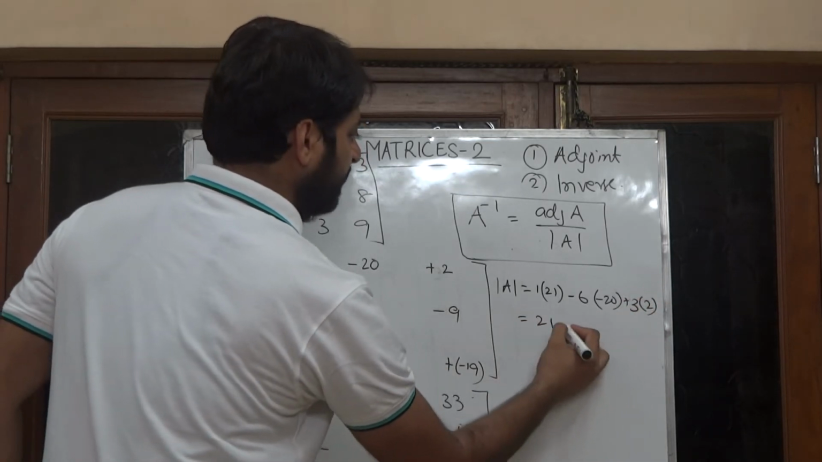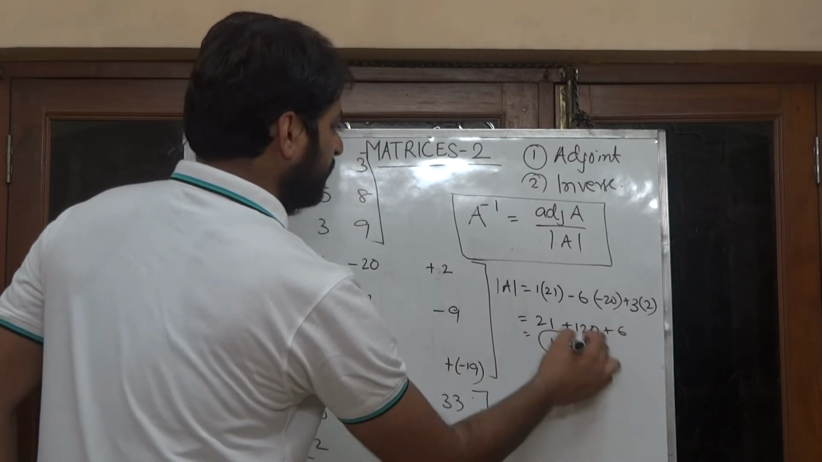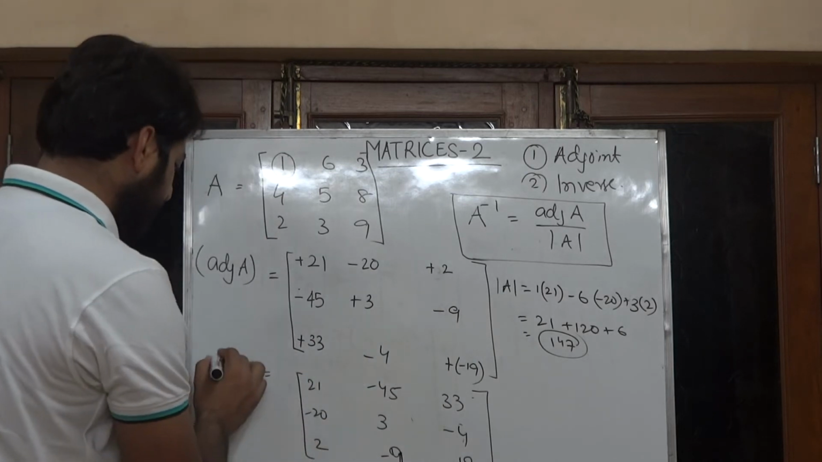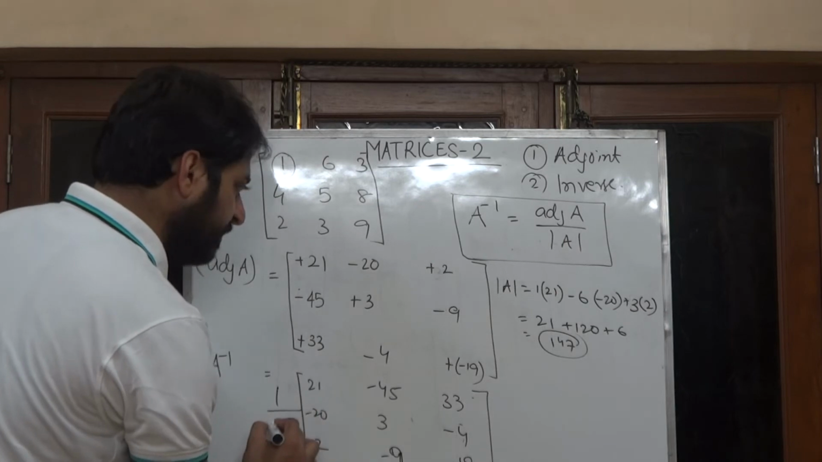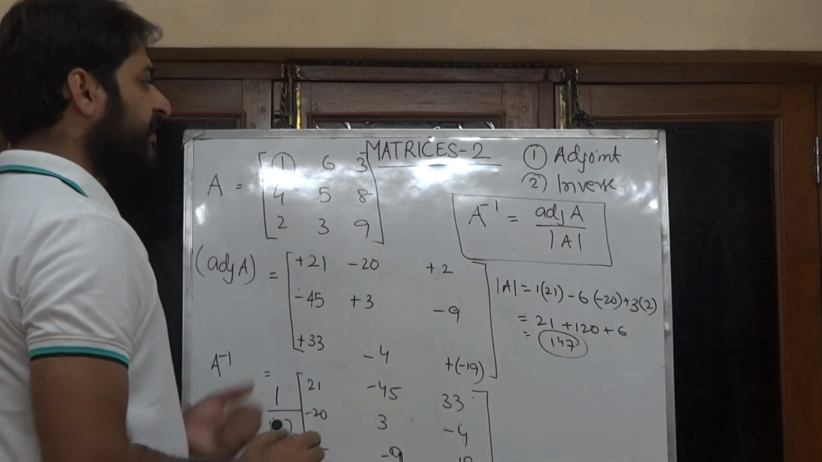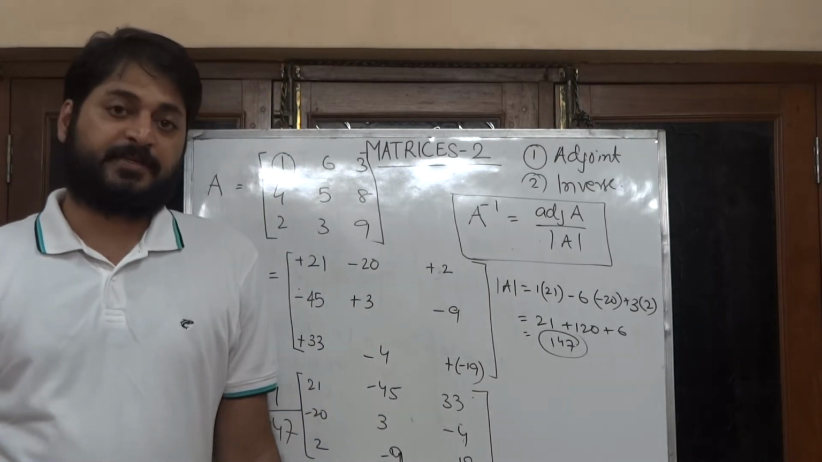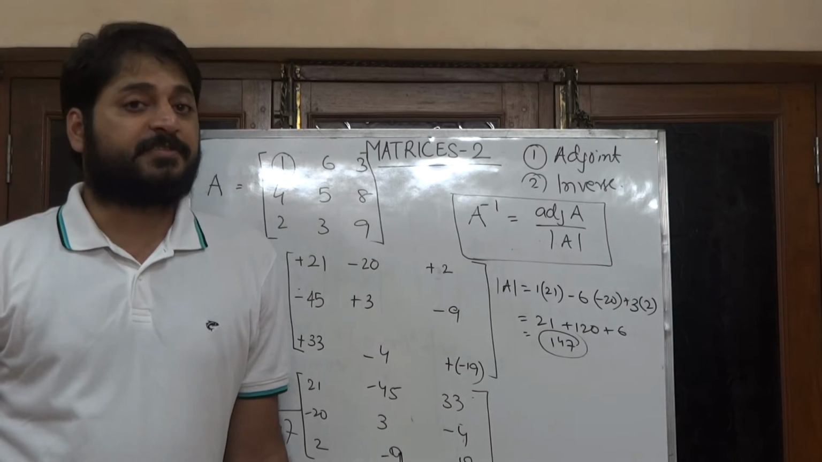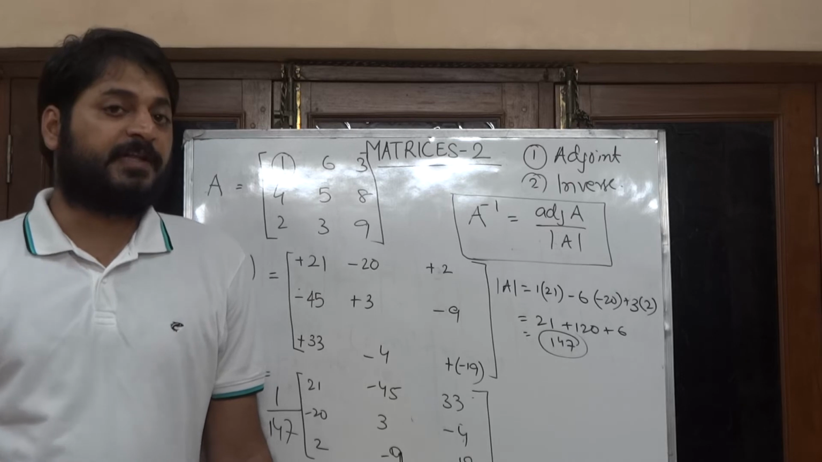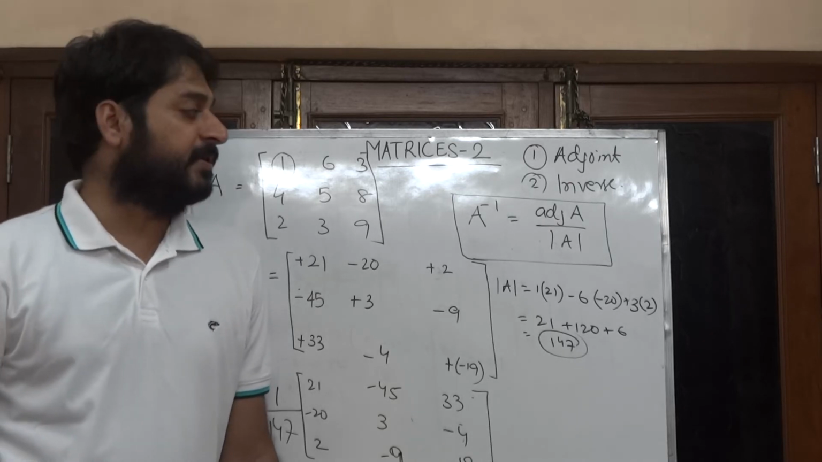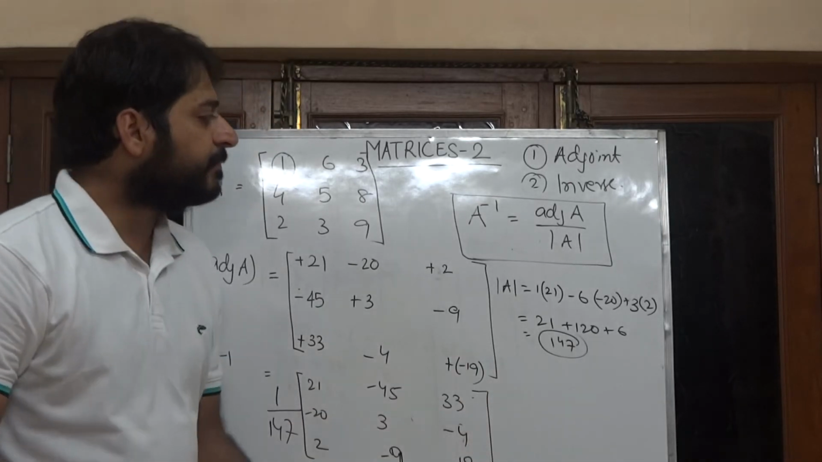So this is 21 plus 120 plus 6, that is 147. So A inverse is adjoint of A divided by determinant of A, which is 147. And this is how you find the inverse of a given matrix. Now this inverse of a given matrix is very much important while solving the matrix equations, that is, by solving the equations in 3 variables using Martin's rule. So this is how you find the A inverse.